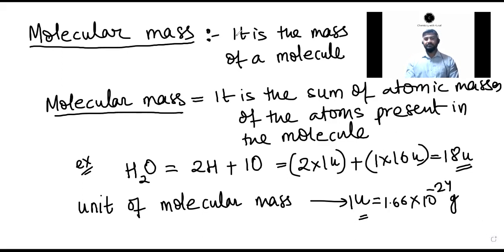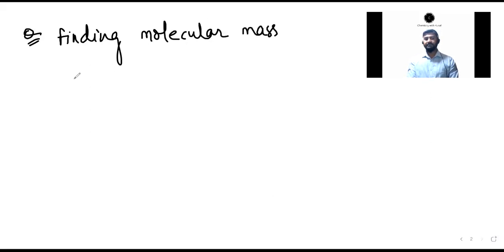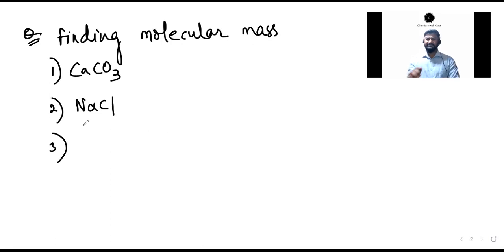Now let's go on to the next topic, where we'll do some questions on how to find molecular mass. Finding molecular mass. I'm going to give you some compounds here. You need to find their molecular masses. It's just for practice. I'm giving you this. This is called glucose, C6H12O6.